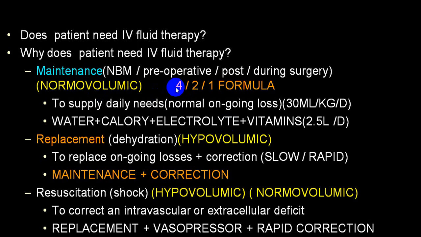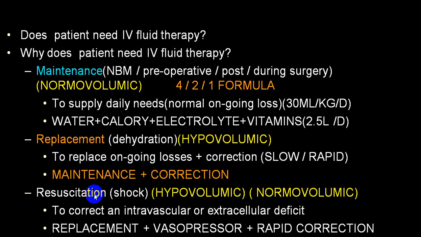But you can calculate by the formula 4-to-1 or weight plus 40 ml per day. Multiply, you do that. Or normal ongoing loss, when you supplement, then it becomes replacement. So to replace ongoing loss plus correction, that we call replacement, and this is very frequently done for hypovolemic patient. So it is maintenance plus correction.